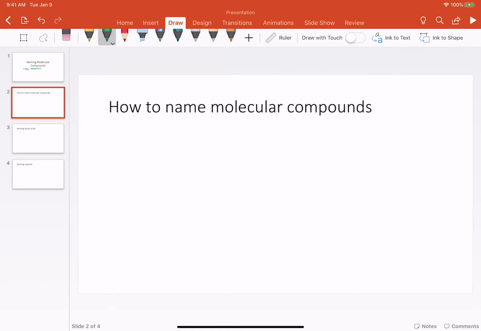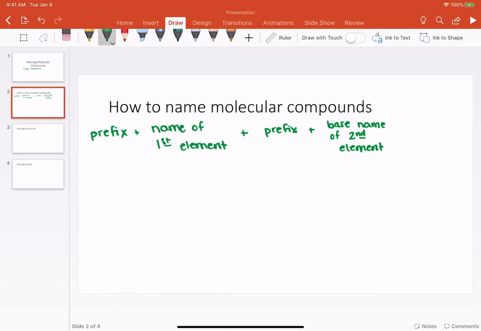You're just going to use the prefix plus the name of the first element, plus another prefix, plus the base name of the second element. Remember, we learned about these when we were studying the ionic compounds. And then we go back to our IDE ending.